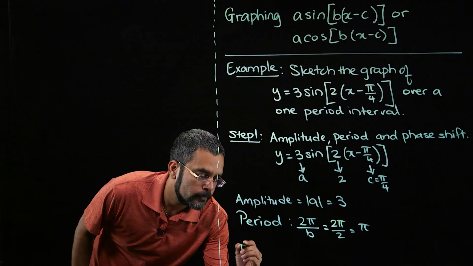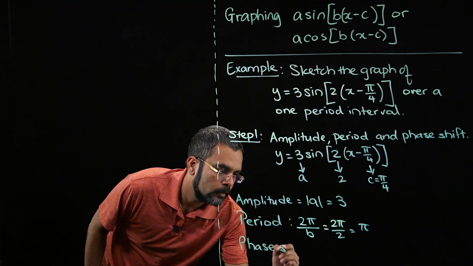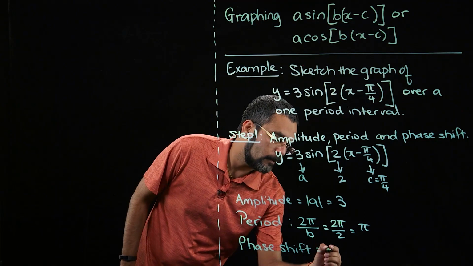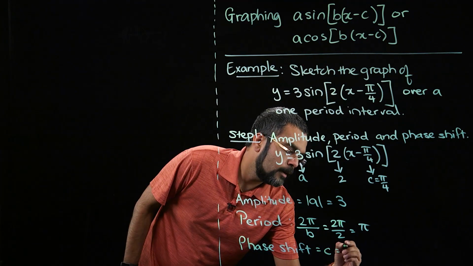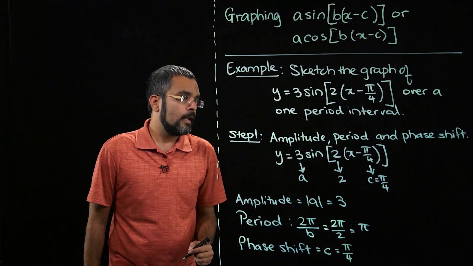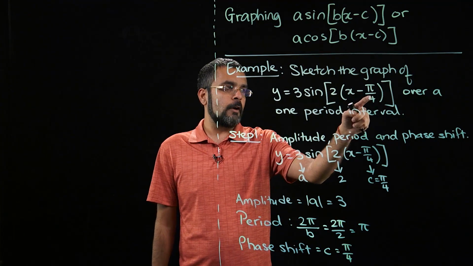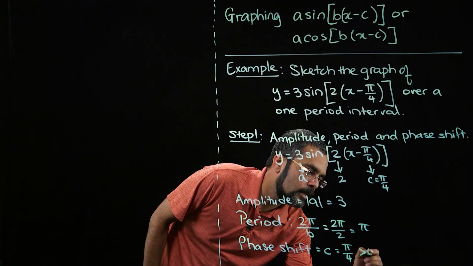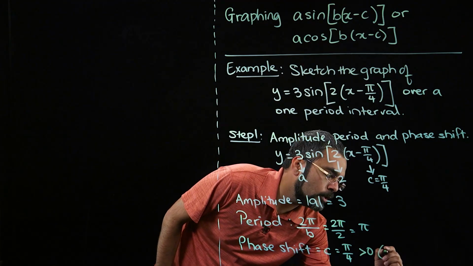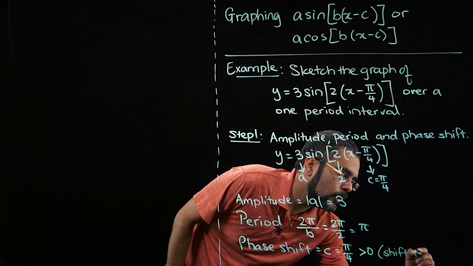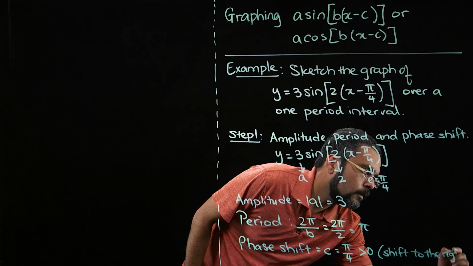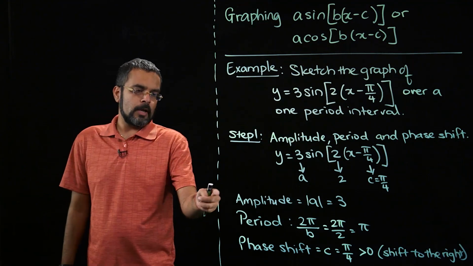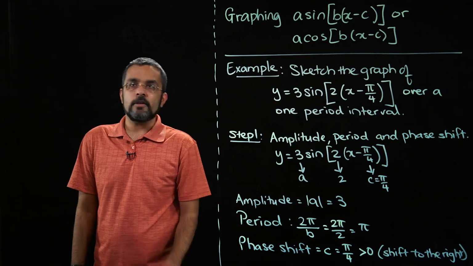And then we have my phase shift. What is my phase shift? My phase shift is given by c, which in this case is pi over 4. Since I'm subtracting pi over 4, my function is going to move to the right. Since c is greater than 0, it's a horizontal shift to the right by pi over 4. So my first step is always figuring out the important details, which are the amplitude, period, and phase shift.